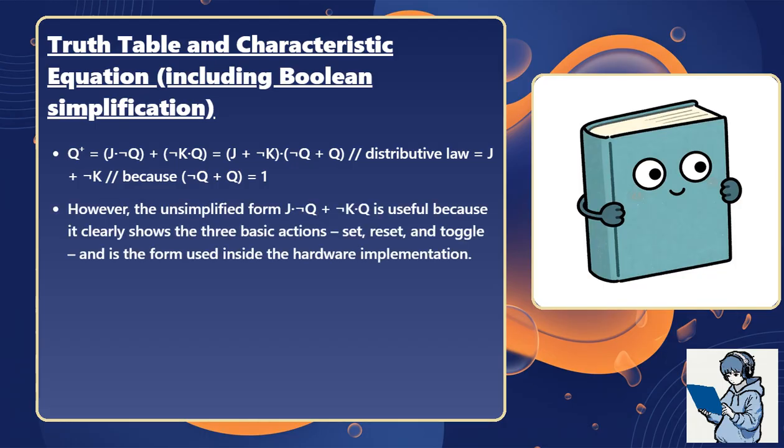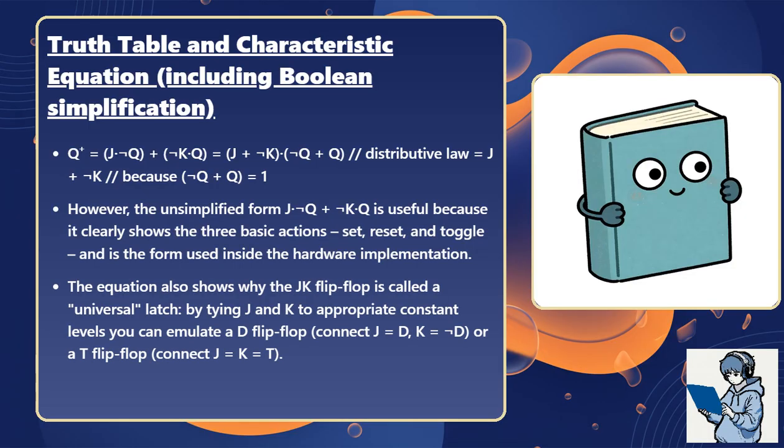However, the unsimplified form J dot not Q plus not K dot Q is useful because it clearly shows the three basic actions, set, reset, and toggle, and is the form used inside the hardware implementation. The equation also shows why the JK flip-flop is called a universal latch. By tying J and K to appropriate constant levels, you can emulate a D flip-flop. Connect J equals D, K equals not D, or a T flip-flop. Connect J equals K equals T.